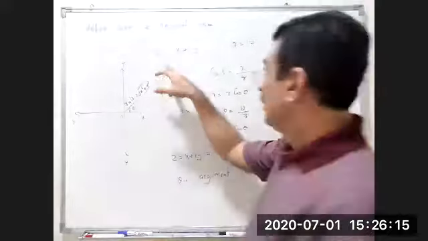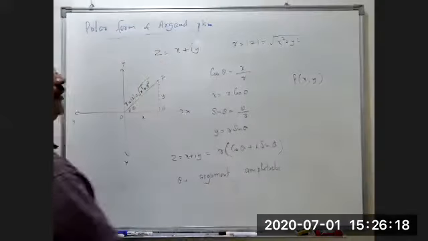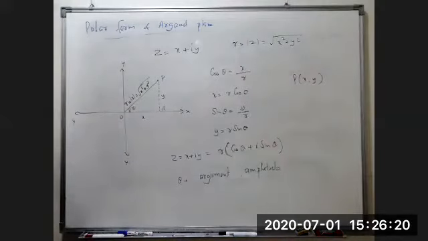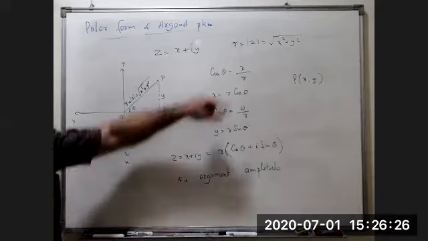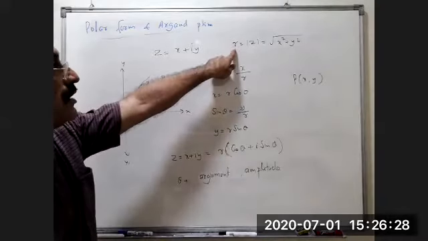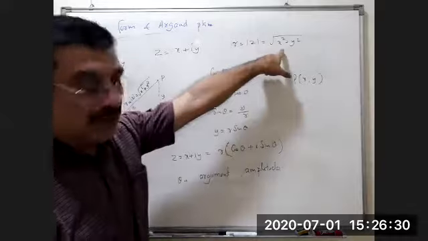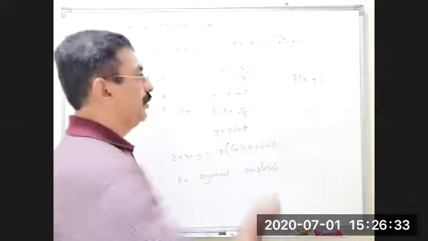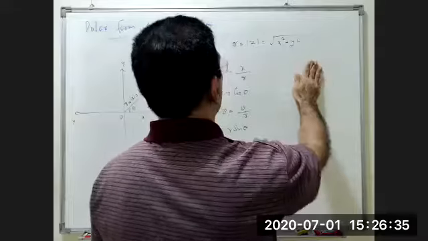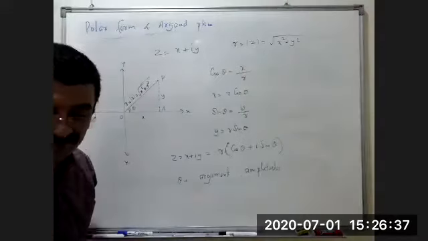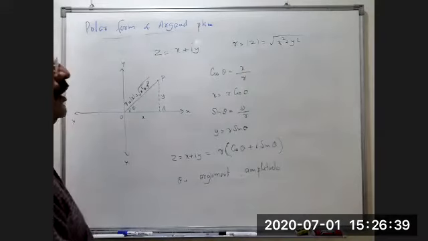All right. Let z is equal to x plus iy. Then r is equal to modulus of z, which is equal to root of x squared plus y squared.